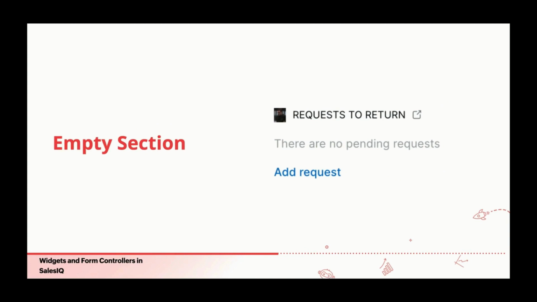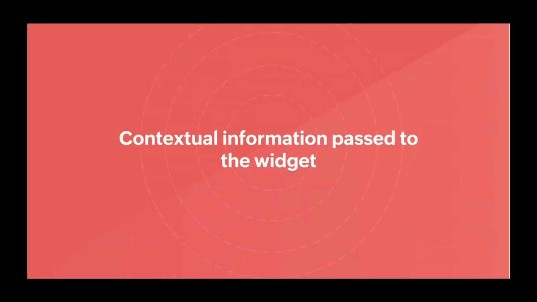Finally, we have the empty section. This section can be used if there is no data to be displayed inside a particular section. You can also have actions in empty sections like the one that you see here. You can directly add a new request from the empty section and populate it in the list.